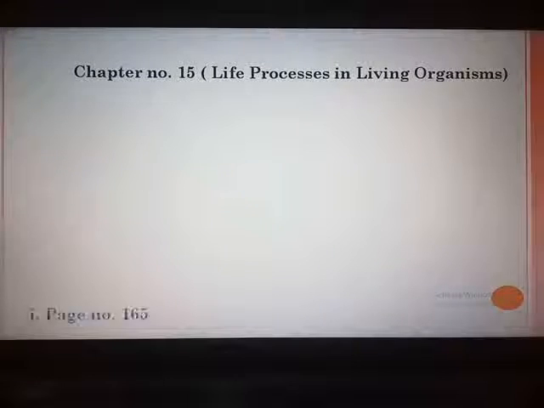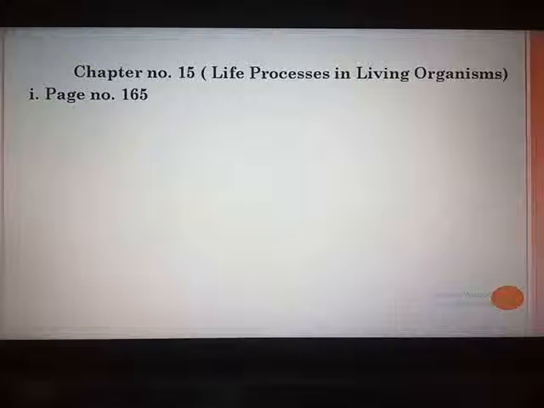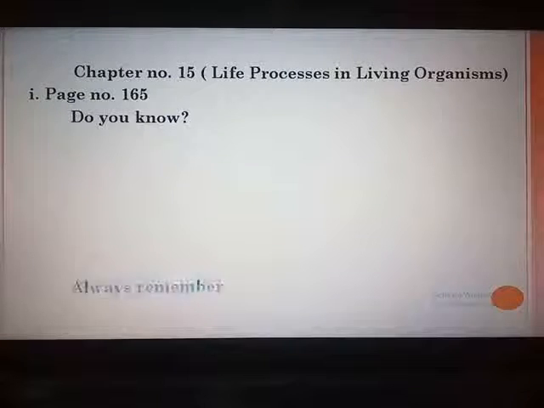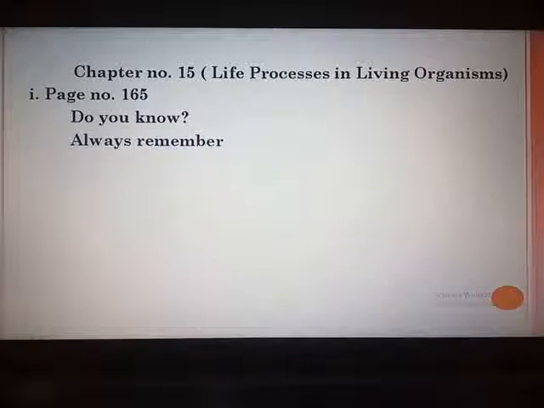Page number 165, there are 2 blocks. Both the blocks have to be removed. One is, do you know, on the top about the oak tree, and towards the bottom you have always remember retention of unwanted and harmful substances, that block. So both the blocks you remove. Think about it, that activity you have to do.